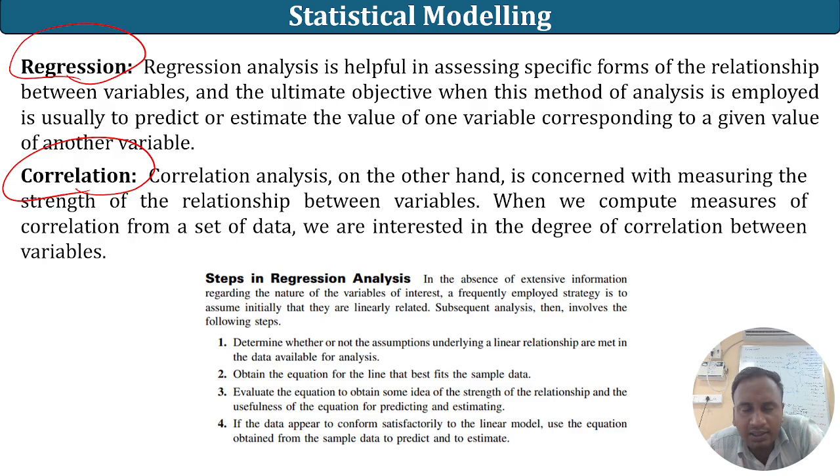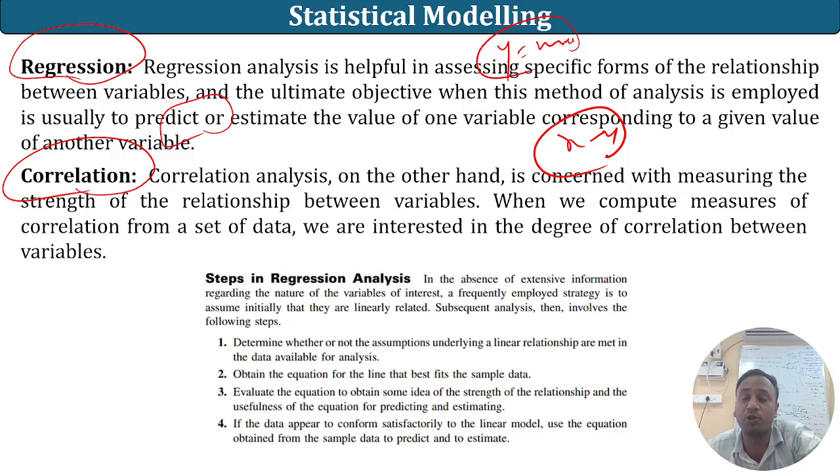Regression is something where we are just trying to get the predictions, while correlation says how strong the relation between the variables is. Correlation says how strongly x and y are correlated. In regression, we use mx plus c to do the predictions, to see how the value will change. The ultimate objective is to predict or estimate the value of one variable corresponding to another variable.